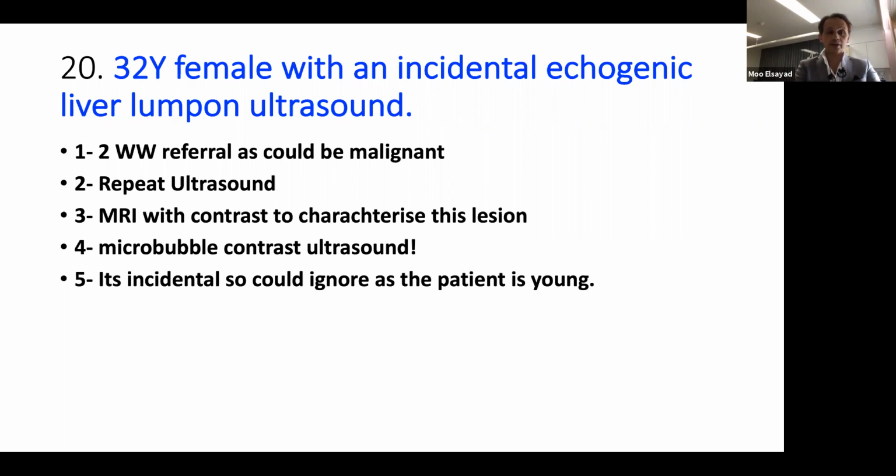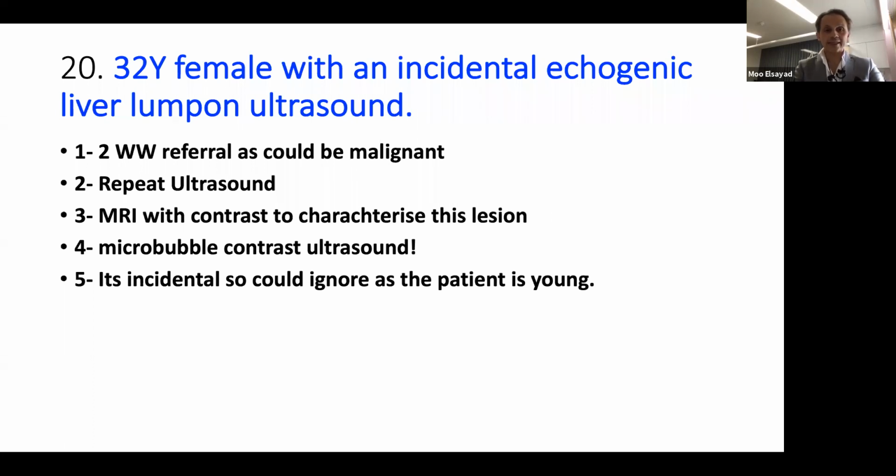NICE guidelines mention that if you have a young female, 30 years old is young, with an incidental echogenic liver lesion on ultrasound, it's most likely to be a benign hemangioma or focal nodular hyperplasia. We call it FNH. So for that, we don't need an MRI unless we can't really characterize it with ultrasound. And if you look, number 4 is microbubble contrast ultrasound. No one has chosen this, which means that maybe some are unaware of it.